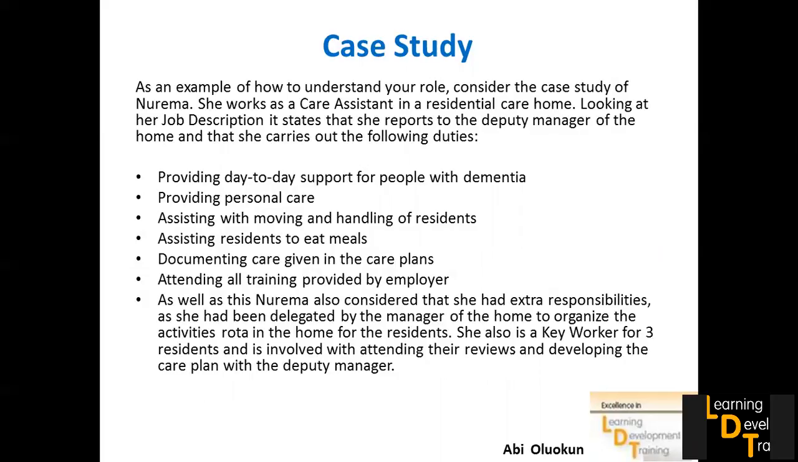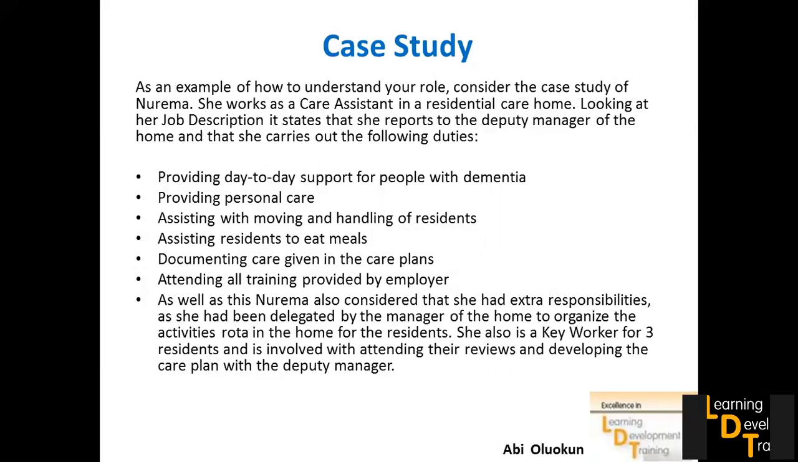So for example, consider this case study of Norema. She works as a care assistant in a residential care home. Looking at her job description, it states that she reports to the deputy manager of the home and that she carries out the following duties. She provides day-to-day support for people with dementia. She also provides personal care. She assists with moving and handling of residents, and assists residents to eat meals. She documents the care that she has given in the care plan, and attends all training provided by her employer.